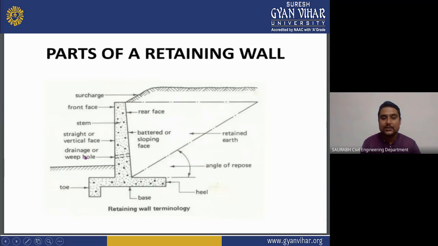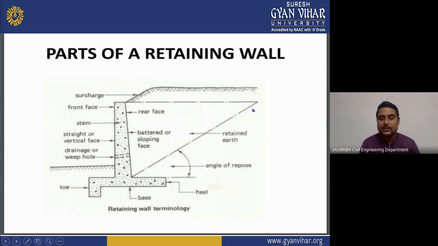There are also drainage or weep holes provided here. Sometimes a retaining wall is also constructed to retain water. In such a case, we need to prepare a drainage system in the retaining wall. As you can see here, there are drainage or weep holes in the retaining wall. Now, at the bottom of the retaining wall, it will be made like this, and this will be known as the toe, and that will be known as the base of the retaining wall, and this will be the heel.